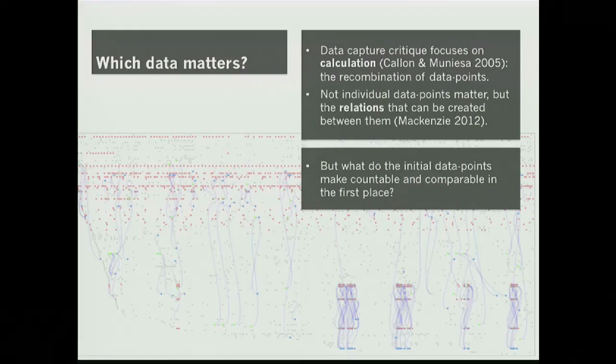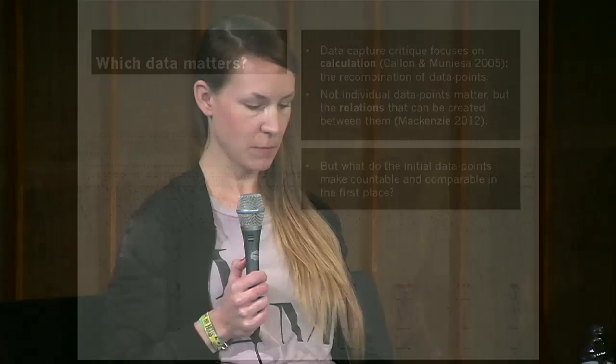So, in Jussi's introduction and in yesterday's panel, a lot of critique on social media data, social media metrics focuses on what economic sociologists usually address as calculation. The separation of individual data points, their recombination, and decontextualization. And a quote that was already brought up yesterday by Adrian McKenzie was that usually it is not the individual data points that matter, but the relations that can be created between them.